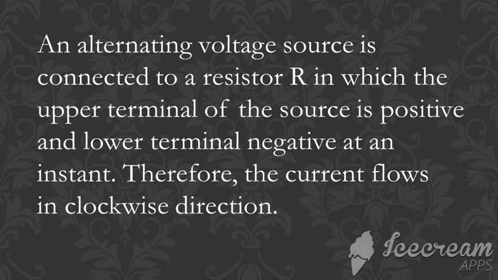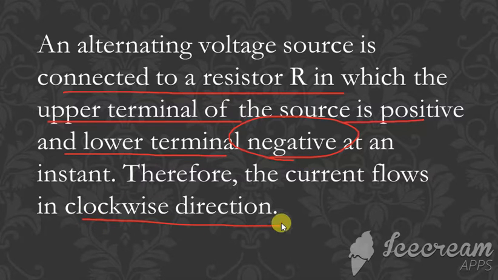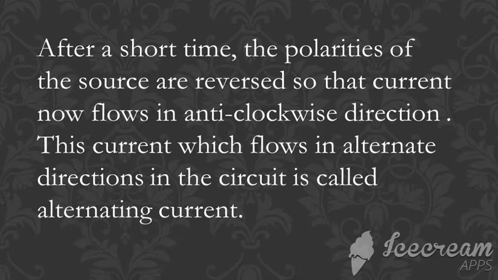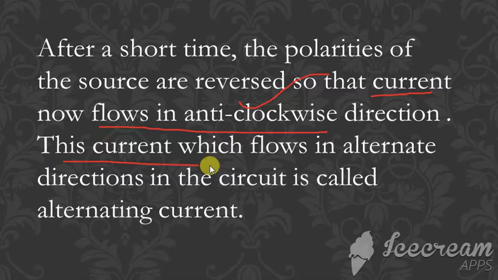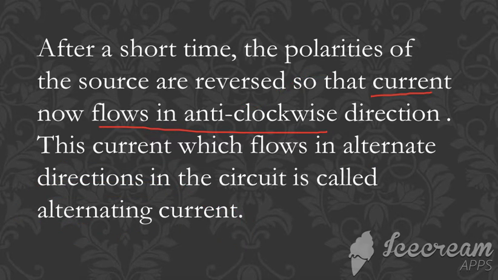Clear? So an alternating voltage source is connected to a resistor R, in which the upper terminal is positive and the lower is negative. As we have seen, first diagramல வந்து upper terminal positive-வும் lower வந்து negative-ஆவும் இருக்கும். அப்படி இருக்கும்போது current எப்படி இருக்கு, it flows in the clockwise direction. அதுவே நம்ம opposite-ஆ எடுத்துக்கிட்டோம் அப்படின்னா, if the polarities are reversed, then the current flows in the anti-clockwise direction. This current which flows in the alternate direction, அதுக்கு பேர் தான் alternating current. Okay, so it changes in accordance with the time, or it changes in accordance with the circuit.